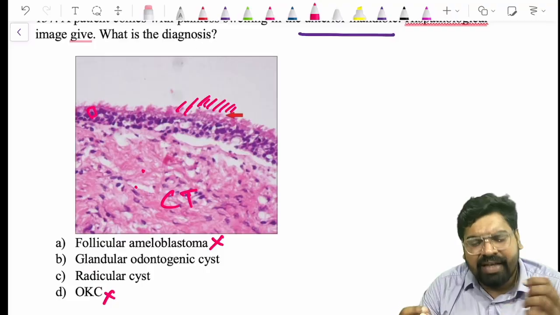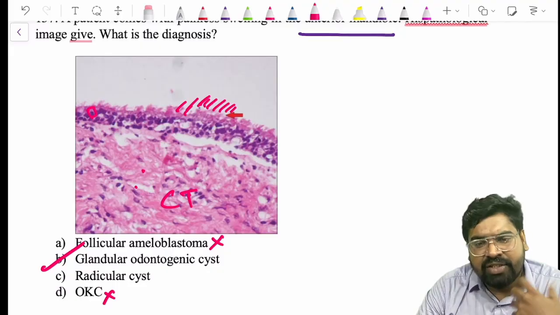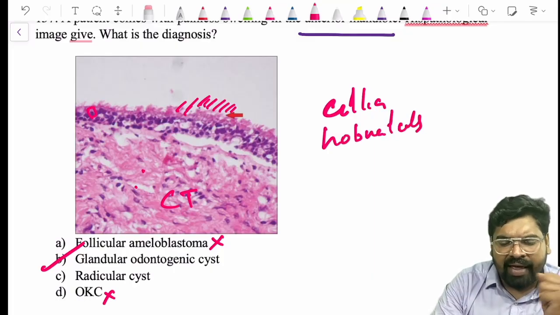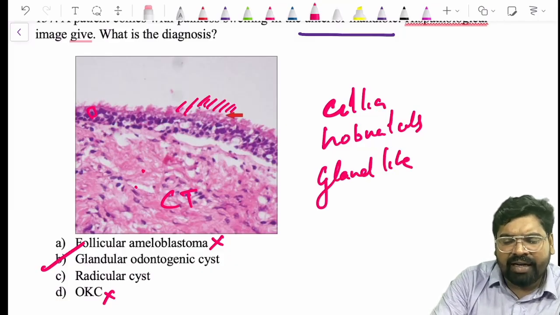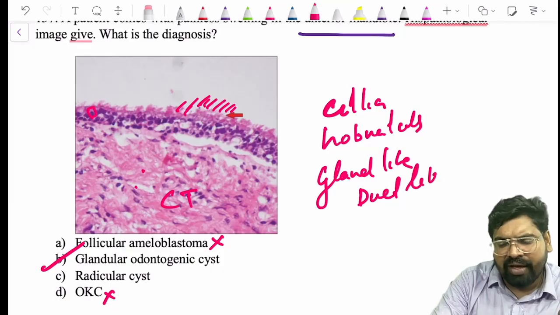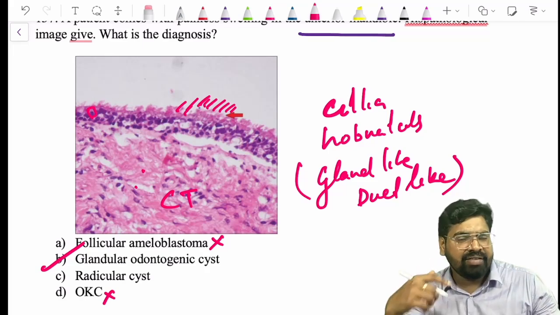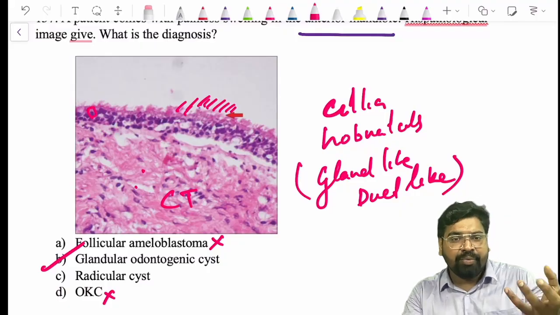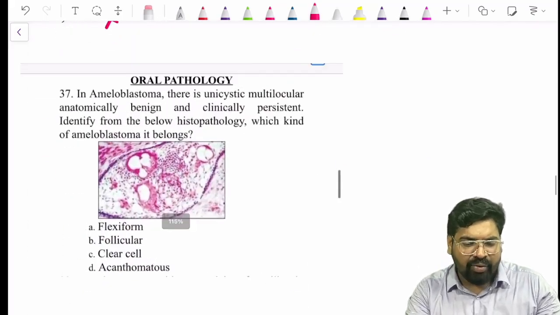The best answer here is glandular odontogenic cyst, because glandular odontogenic cyst shows features of cilia, hobnail cells, and sometimes you see gland-like or duct-like structures. So that ciliated epithelium is the histological clue here to come to the diagnosis of a glandular odontogenic cyst. Now, coming to the next one.